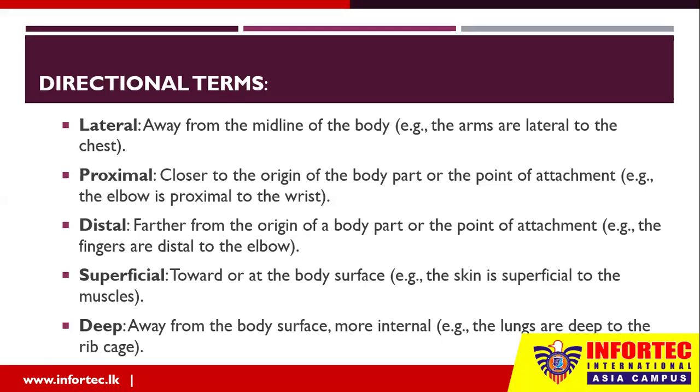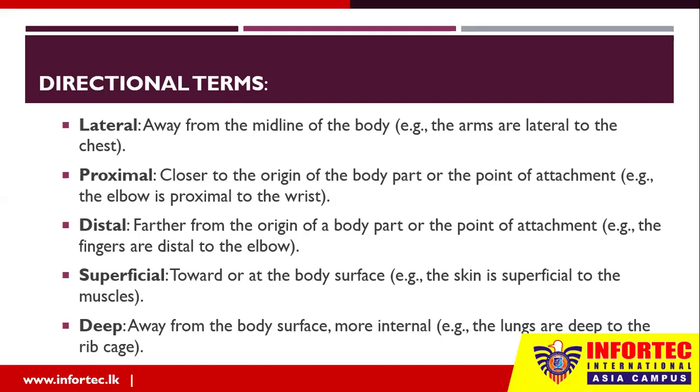After taking the wrist, the wrist is away from our body. So with the point of attachment, the elbow is proximal to the wrist, right? Then distal. Distal means farther from the origin of the body part or point of attachment. So we can say our fingers are distal to the elbow. Our fingers are farther from our elbow.